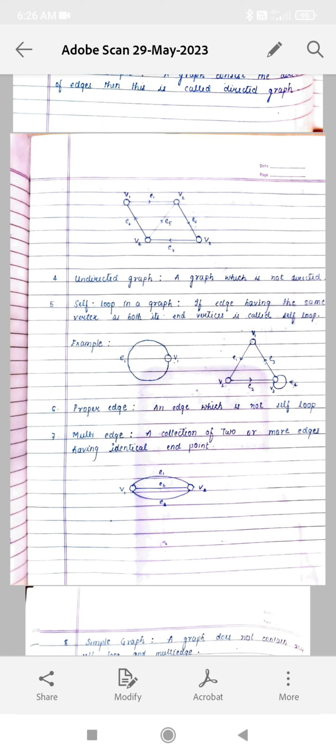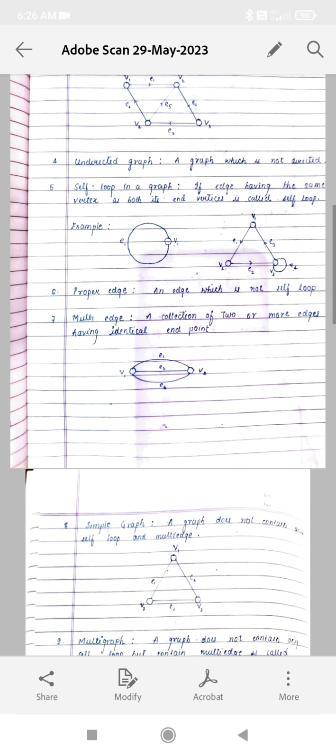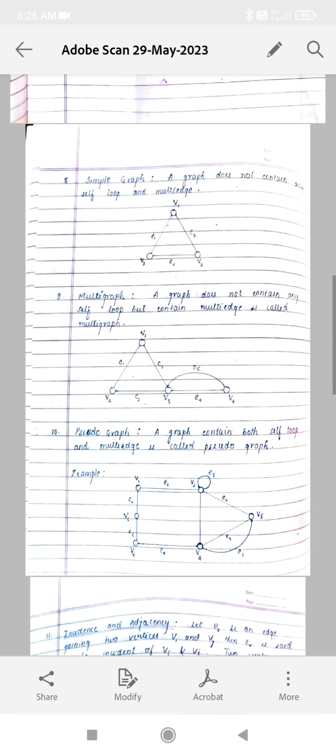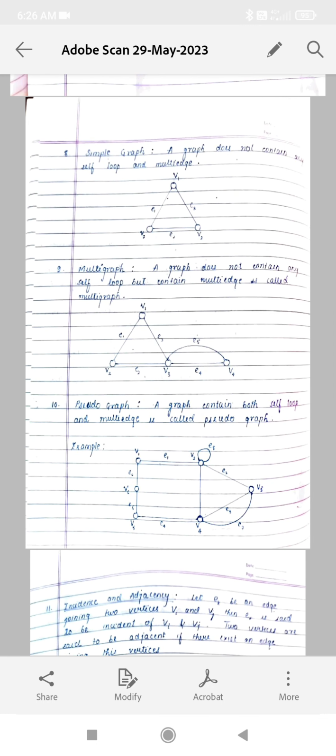Now the sixth is proper edge. An edge which is not a self loop is called a proper edge. Now seventh is multi edge. A collection of two or more edges having identical endpoints is called multi edge. Eighth is simple graph. A graph that does not contain any self loop and multi-edge is called a simple graph.